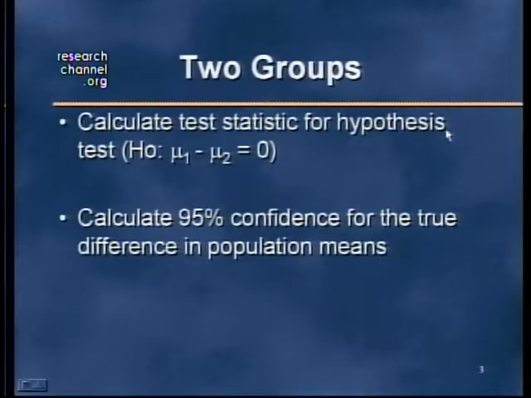So our interest, if we're dealing with a continuous outcome with two groups, is to either calculate a test statistic for the purpose of a hypothesis test, and here the null hypothesis is that the true difference in two population means is equal to 0. So here's where the term null hypothesis really arose. I had a question regarding this term as well.